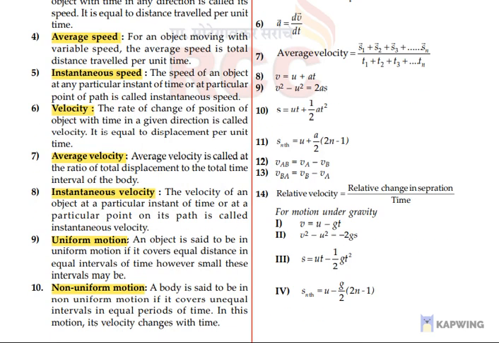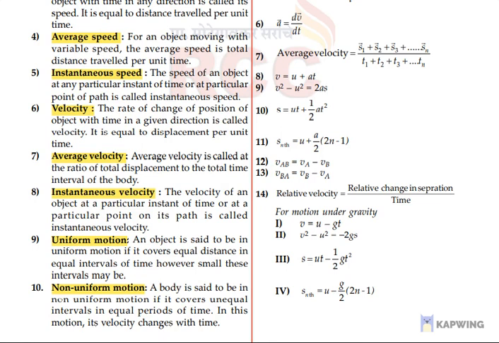Next, uniform motion. An object is said to be in uniform motion if it covers equal distance in equal intervals of time. However, these intervals will be small.